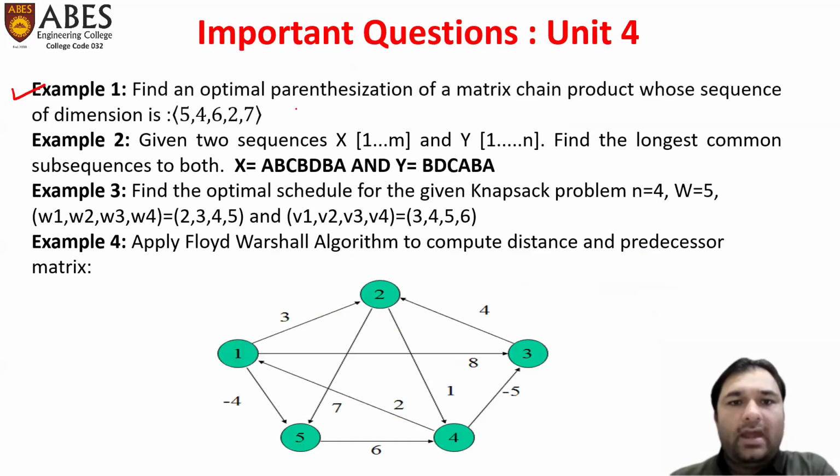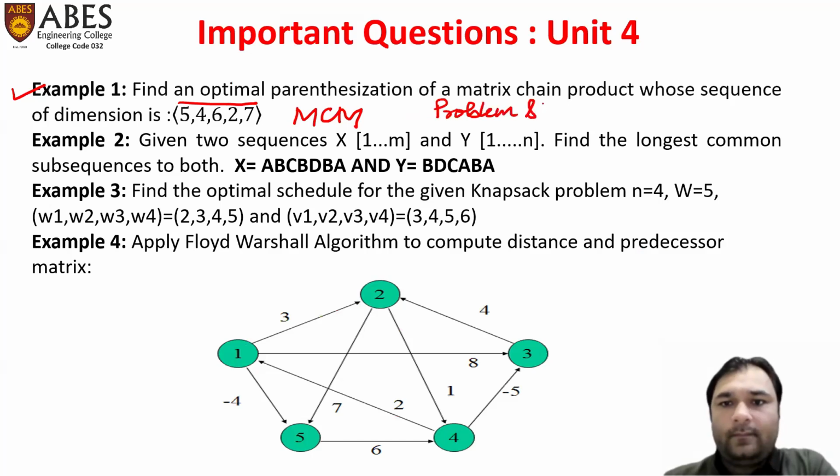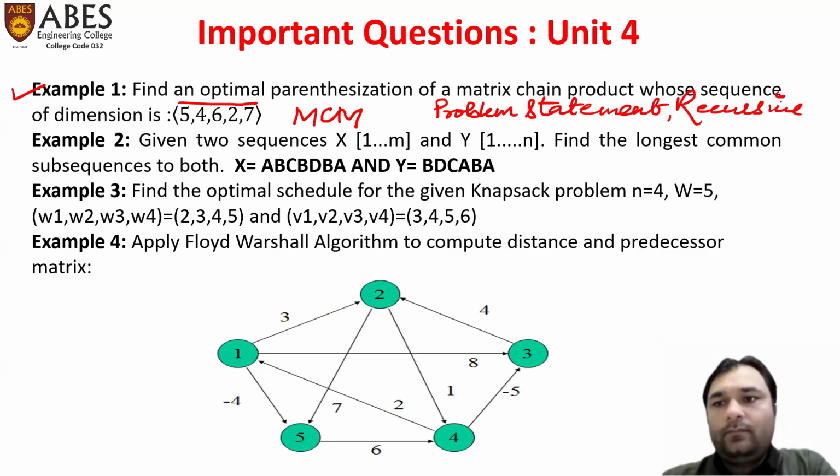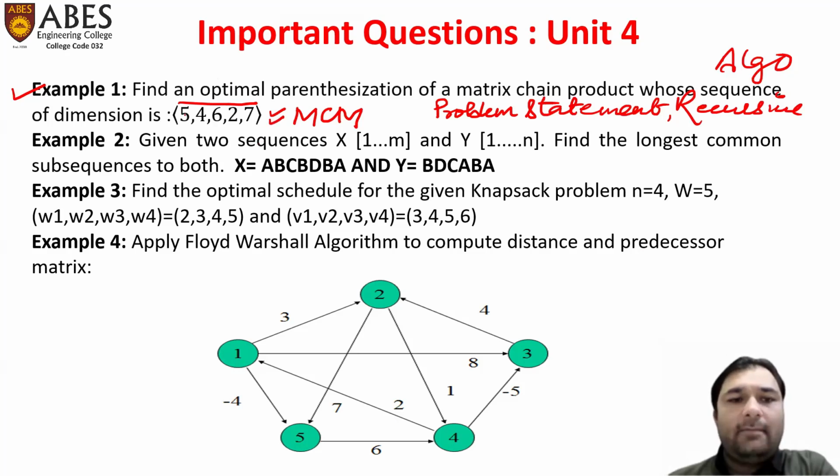This example belongs to MCM. We have taken these dimensions, we simply represent them in the form of matrices and then multiply these matrices in order to return the minimum cost, and then we have to return the way of parenthesization through which we get the minimum cost. In this, we have to write the problem statement, then the recursive formulation, the algorithm, and then solve this question. I have already discussed this during the MCM discussion.